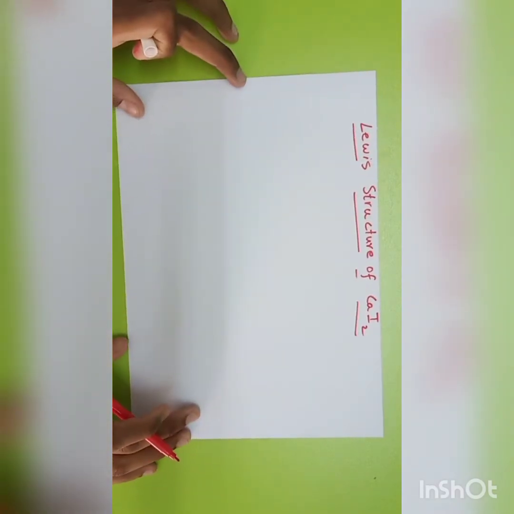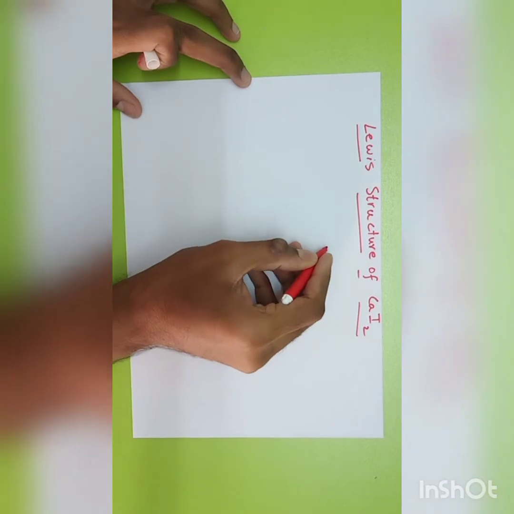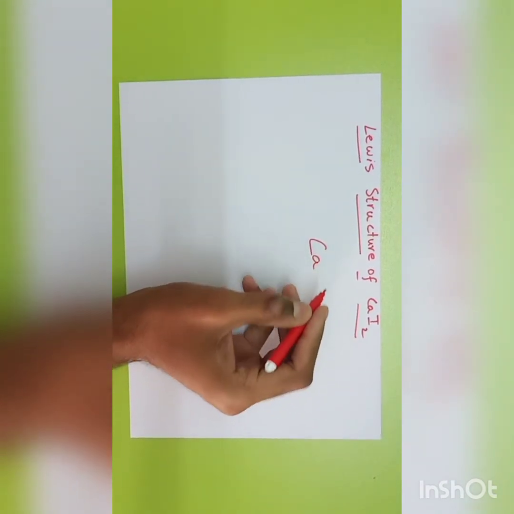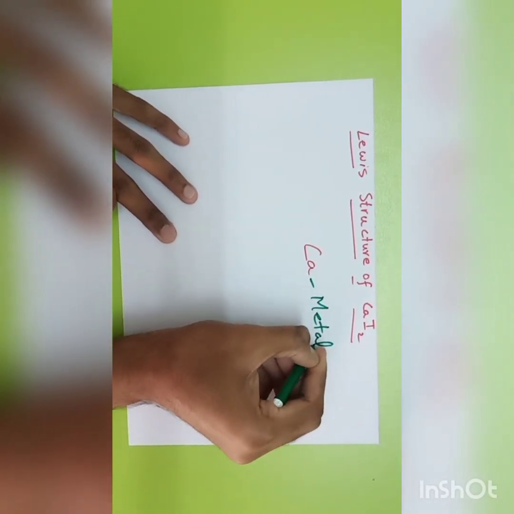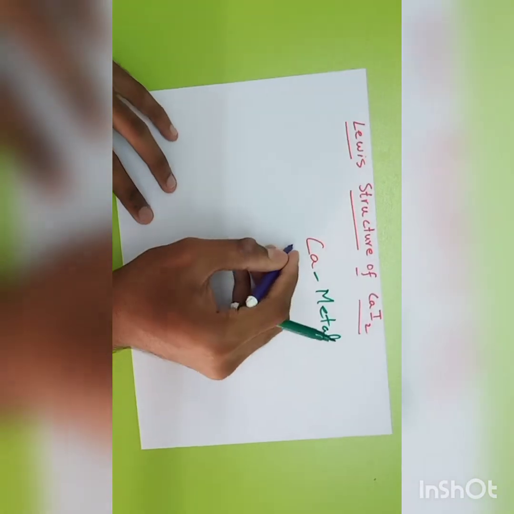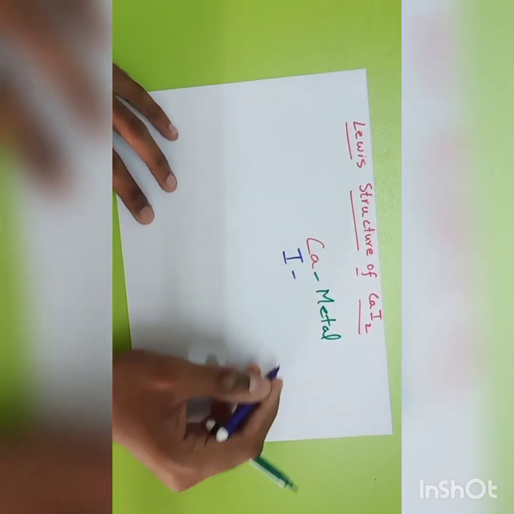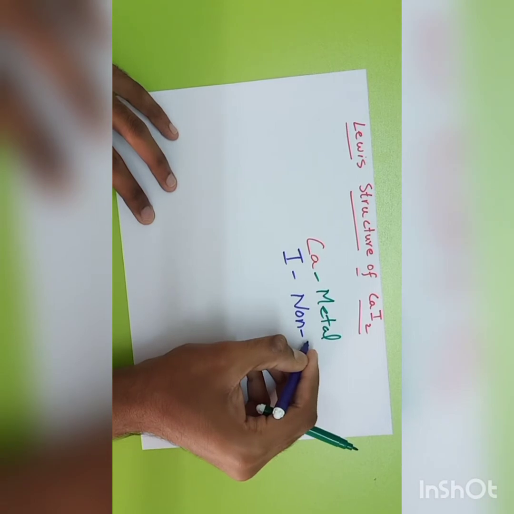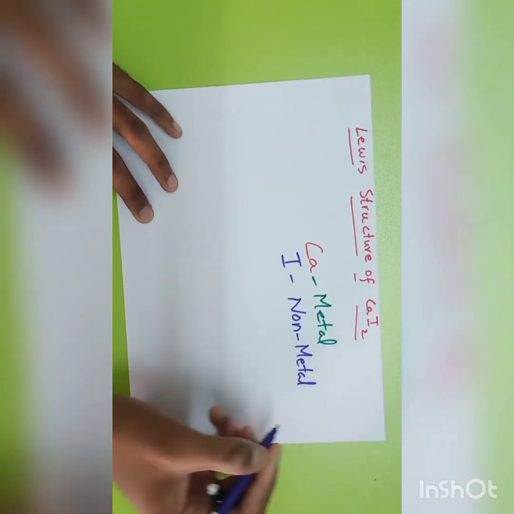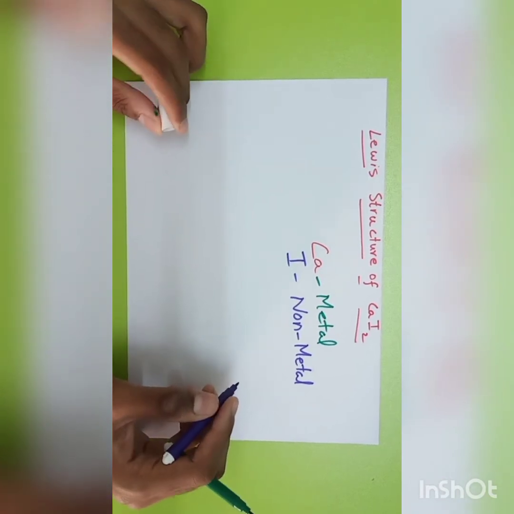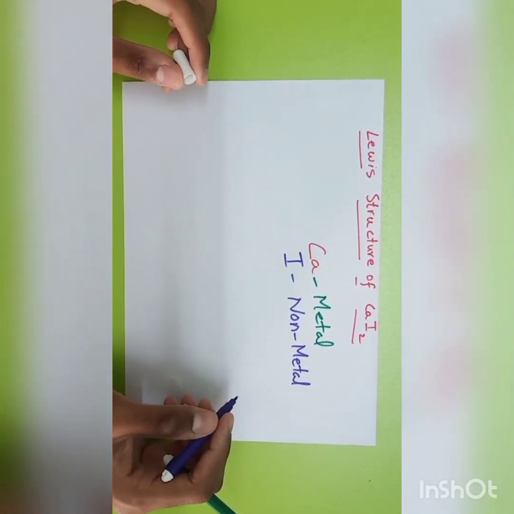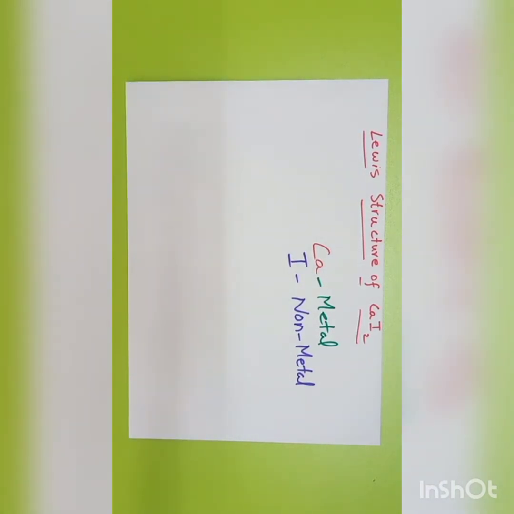So hello guys, today we'll be discussing the Lewis structure of calcium iodide, that is CaI2. Here you have to understand that calcium is a metal, and iodine, which is represented by I, is a non-metal. So when a metal and a non-metal combine, that becomes an ionic compound. So let's see how to draw this Lewis structure of calcium iodide, that is CaI2.